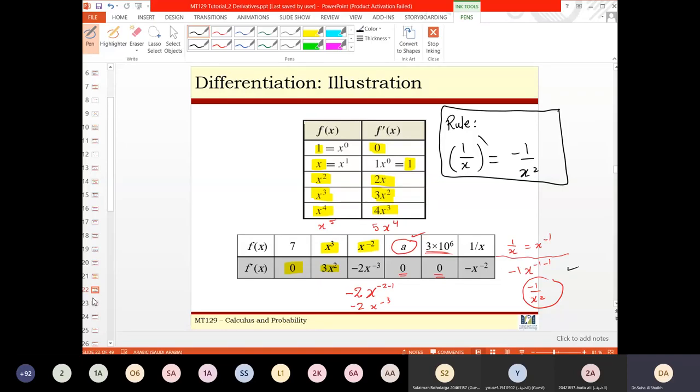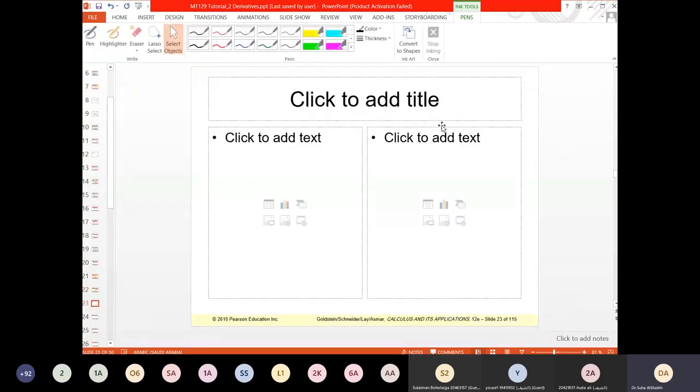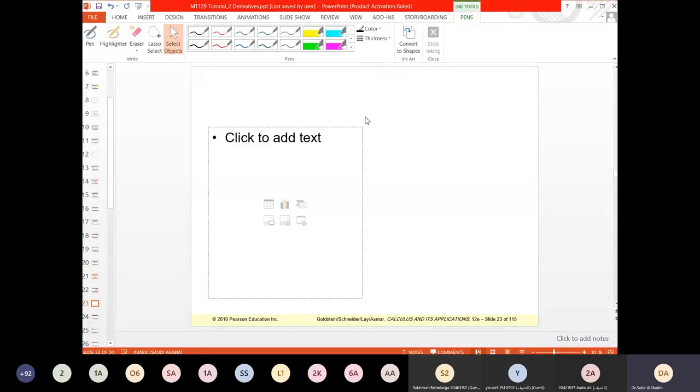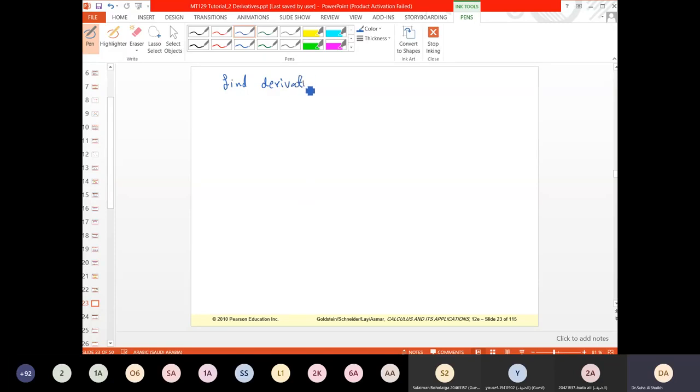Let me give you simple examples. A couple of examples here. Find the derivative of the following.